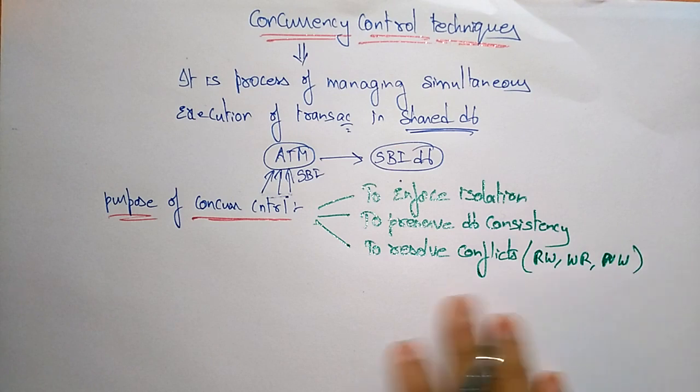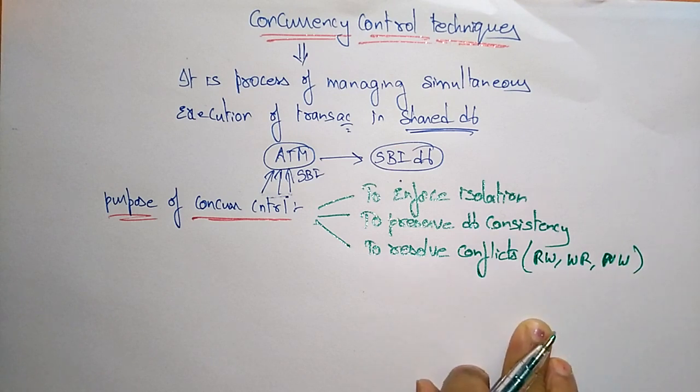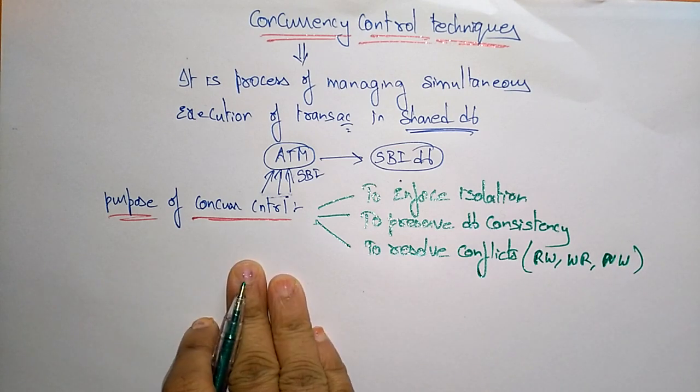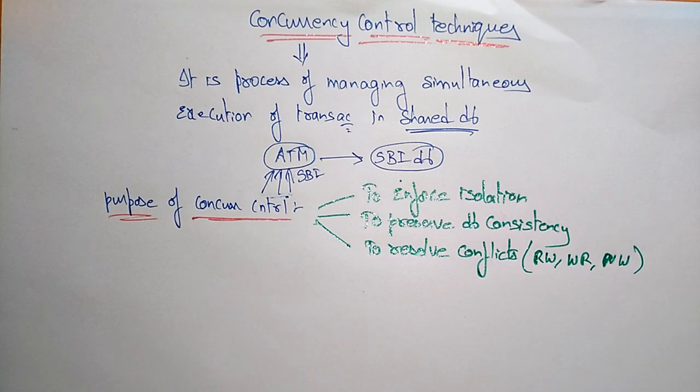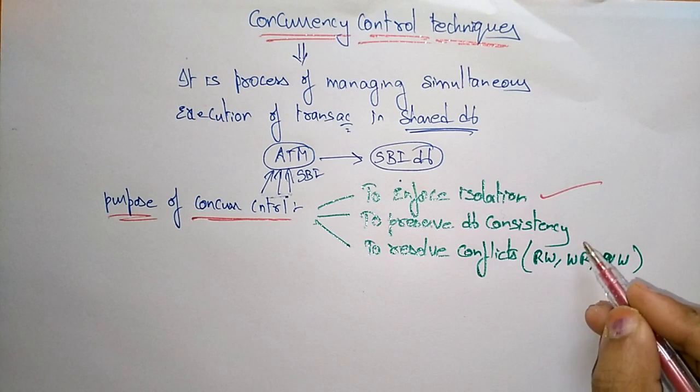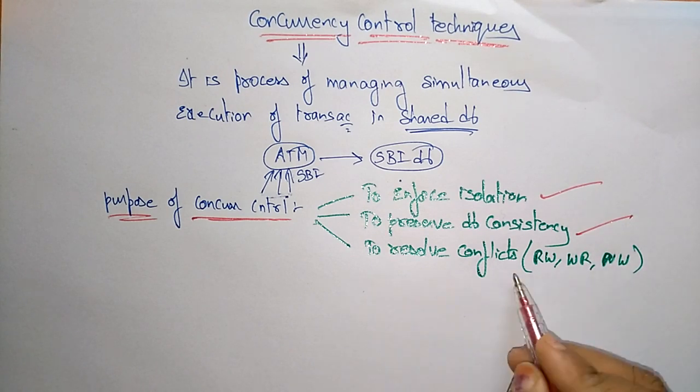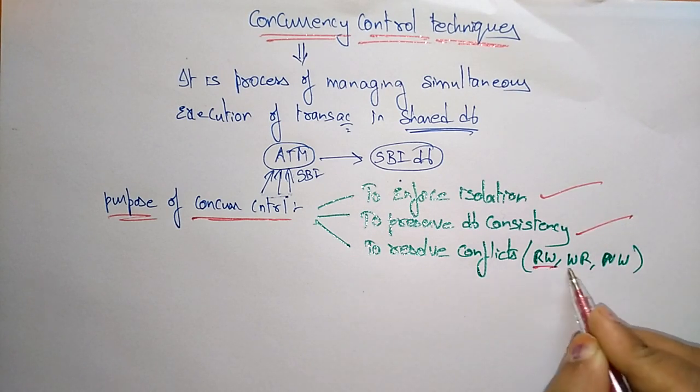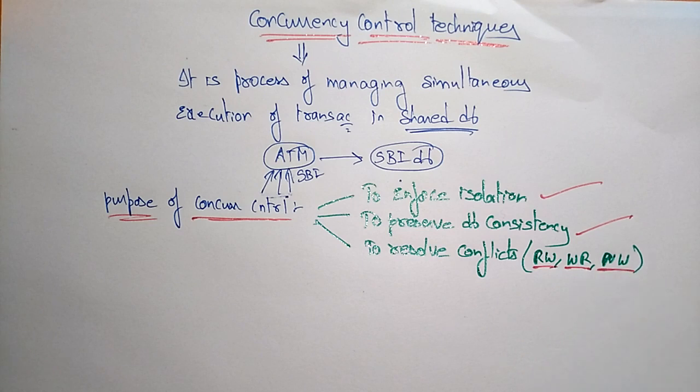I already discussed this in the previous video. So the purpose of concurrency control is to enforce isolation, to preserve database consistency, and to resolve the conflicts of read-write, write-read, and write-write conflicts. Okay, so this is the purpose.